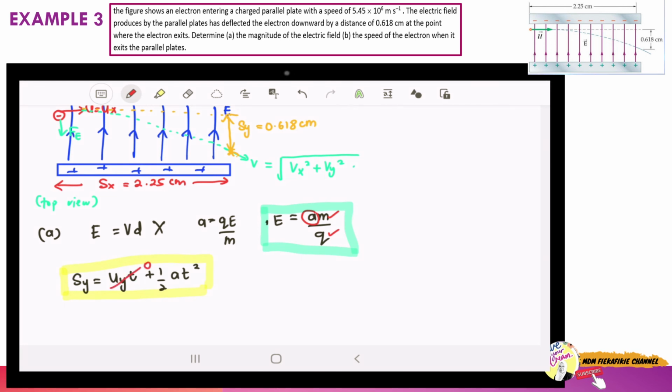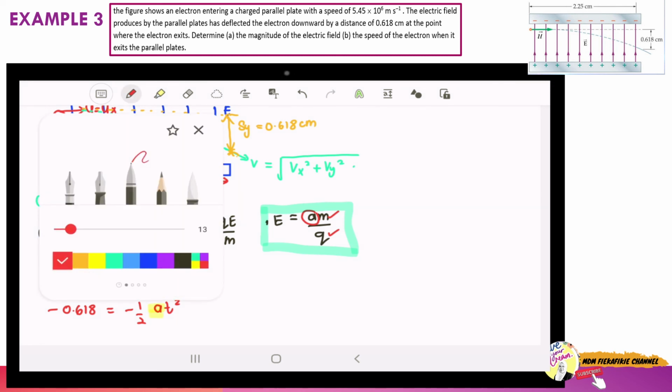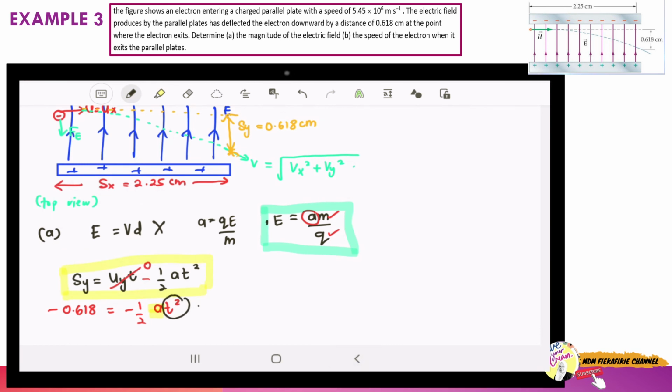Since Uy is equal to 0, do we have Sy? Yes, we do. Sy is equal to negative 0.618, negative because the direction is downward. So it is equal to half At squared. We don't have A, we want to solve for A, and we still have another unknown here, which is T. We don't have T.